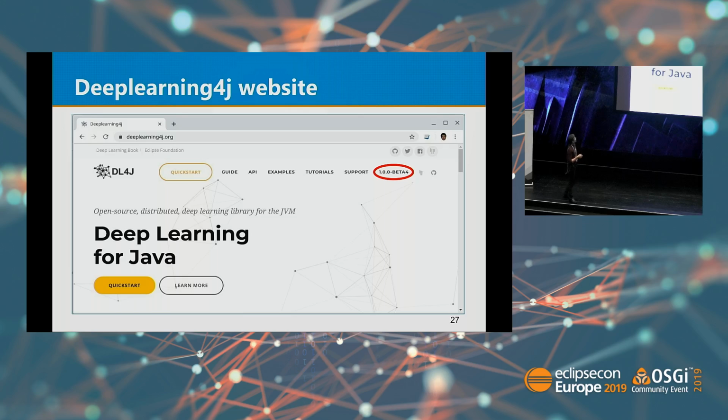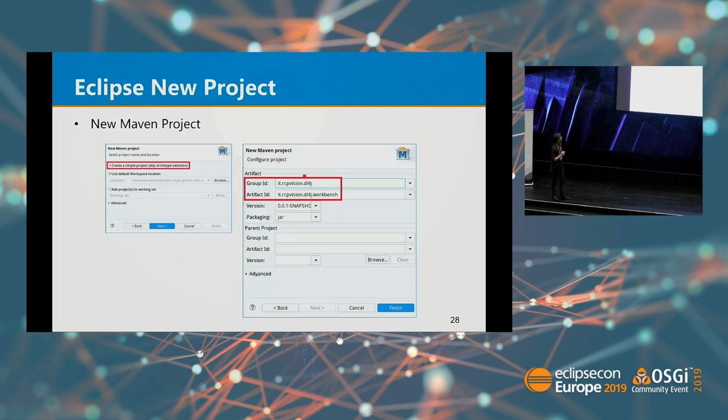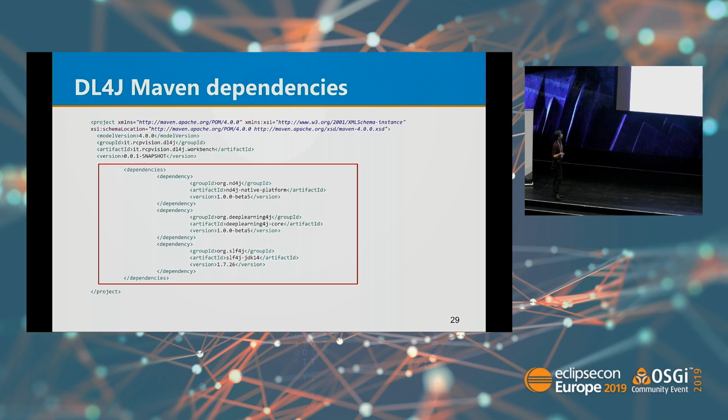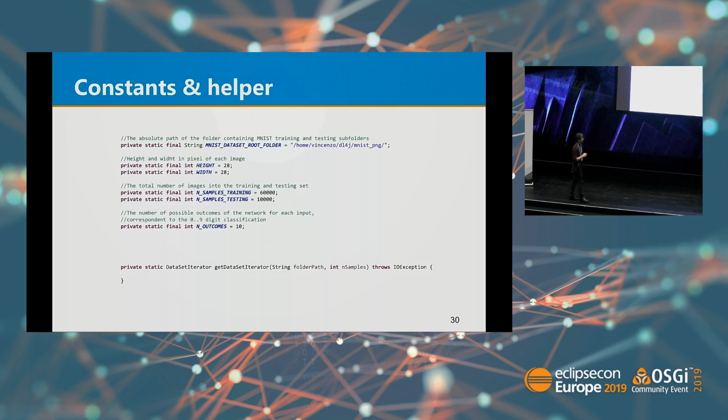Now let's speak about DeepLearning4j, because we want to use DeepLearning4j against that sample. DeepLearning4j is an open source Java library for deep learning. It is an Eclipse project, and it is very easy to use. For example, we can create with Eclipse a new Maven project, and we can just add these dependencies in order to use it. Let's see an example.